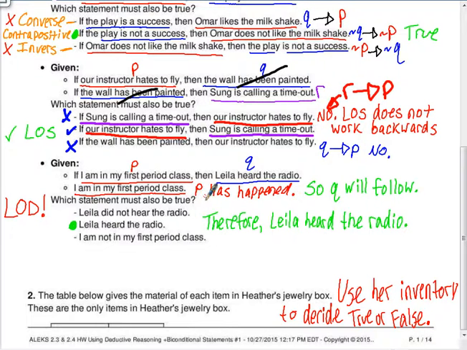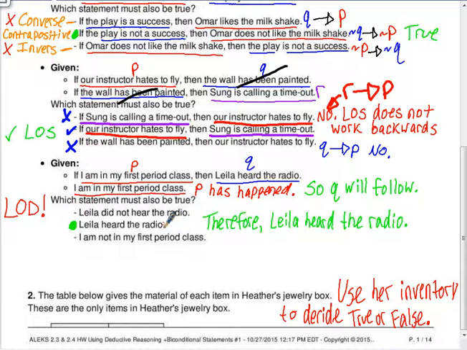It will cause the conclusion, so Q will follow. So look for the answer that mentions her hearing the radio. So that's this one. This is the one that's going to tell you using the law of detachment. So keep that in mind. It's kind of like the if he gets paid, then he'll take her to the movies. Well, he got paid, so he had to take her to the movies because that was the logical conclusion.